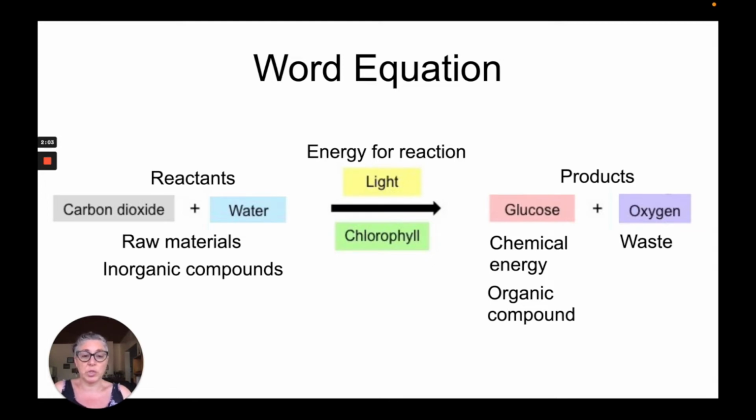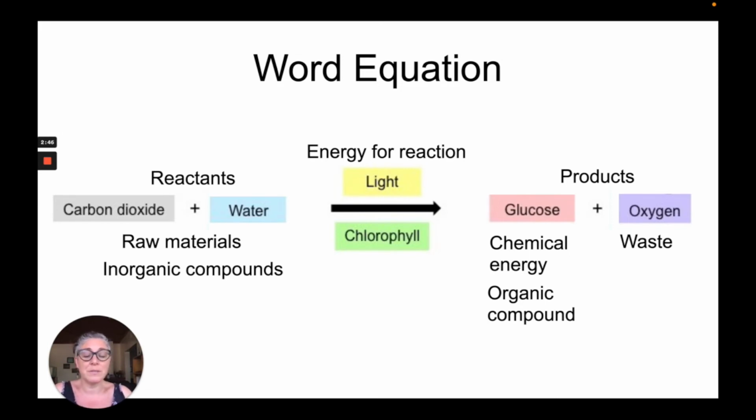Glucose is going to be the stored chemical energy. So the light energy is going to convert into chemical energy through this process, and we know that energy can be converted if we've studied that in physics. Energy is neither created nor destroyed. Energy is only converted from one type to another. So in this case, the light energy which is being used is going to be converted into chemical energy and stored in the glucose molecule. Now, glucose is what we call an organic compound, so that's important to note. Carbon dioxide and water are inorganic compounds, and glucose is an organic compound.